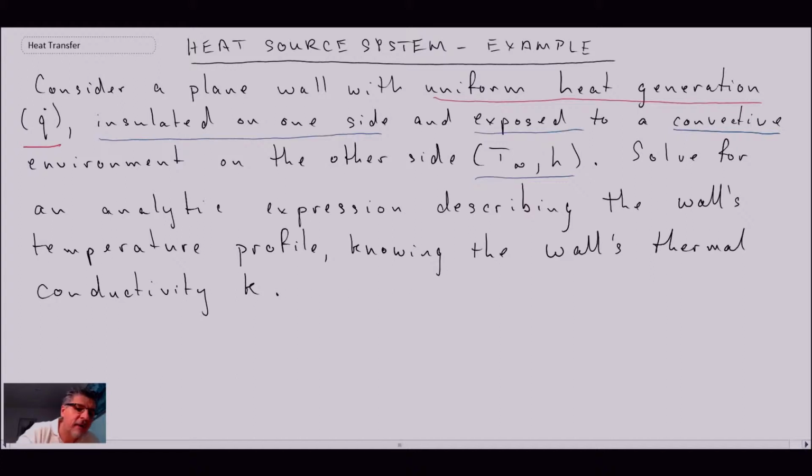And then what we are asked to do is solve for an analytic expression describing the wall's temperature profile. So that's a bit of a hint that we're going to be using the heat diffusion equation in this problem. And the last thing it says is knowing the wall's thermal conductivity k. So that will be one of the parameters that we're going to use when we are performing the solution. So we'll begin by writing out what we know. We'll come up with a schematic, and then we'll work through this problem.